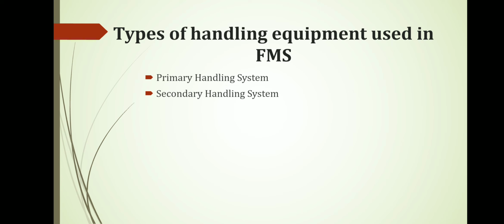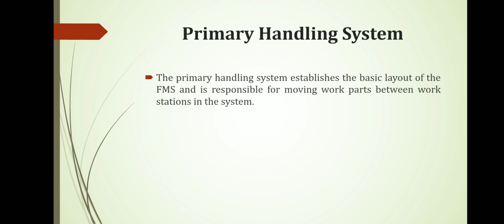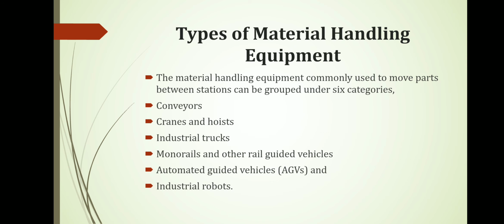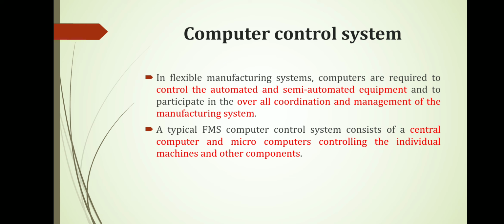Material handling equipment consists of primary handling systems and secondary handling systems. The primary handling system transports the material from one workstation to another workstation. The secondary material handling system transfers between the conveyor and the machine. The type of material handling equipment we utilize depends upon the factory. The following equipment is used: conveyors, cranes and hoists, industrial trucks, monorails and other guided vehicles, automated guided vehicles, and industrial robots. These are the equipment we utilize to transport the material.